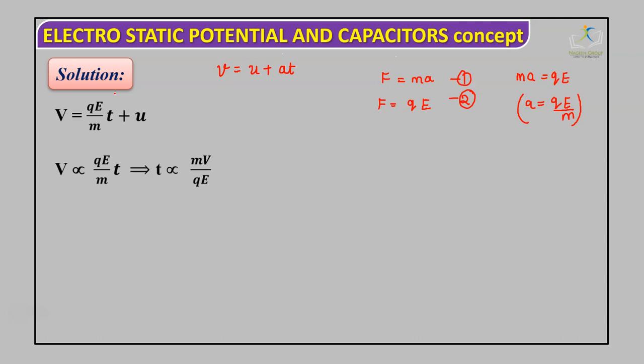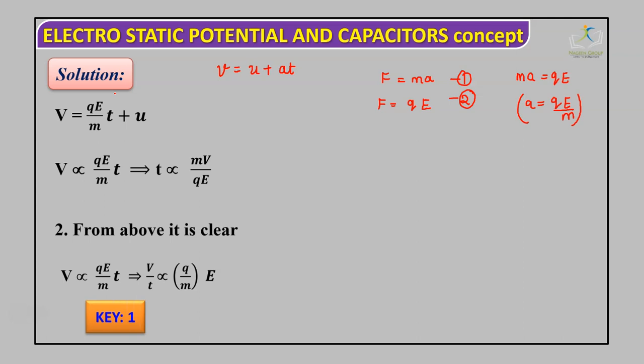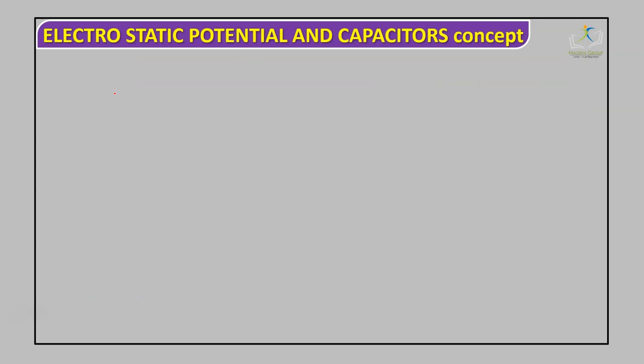Next, from this, we can say that V is proportional to QE by m into t, and t is directly proportional to mV by QE. According to this, from above, it is clear that V is directly proportional to Q by m times E into t. According to that, the correct option is first.